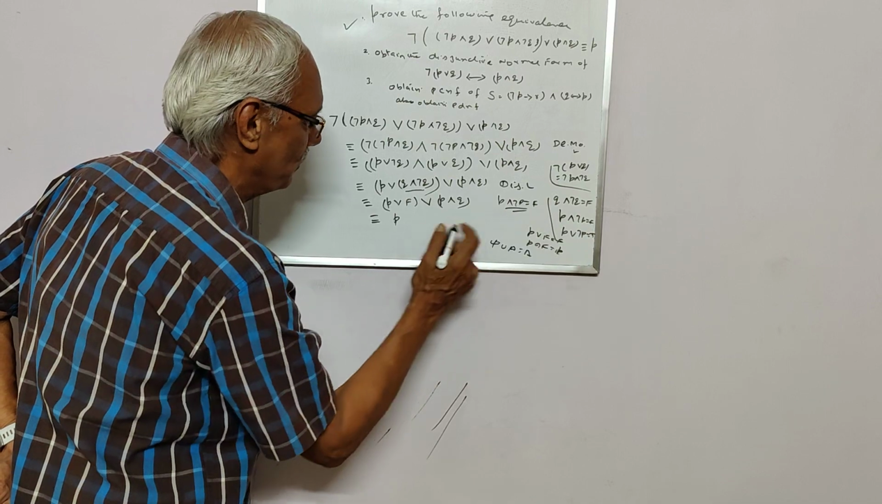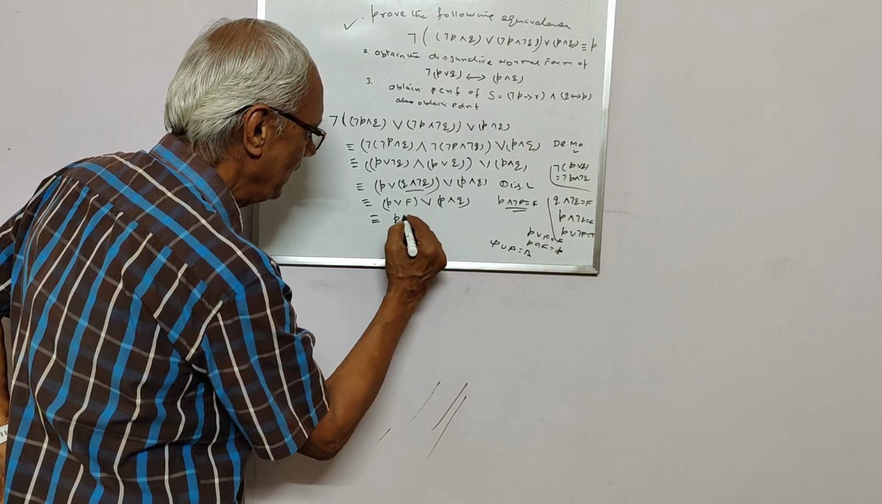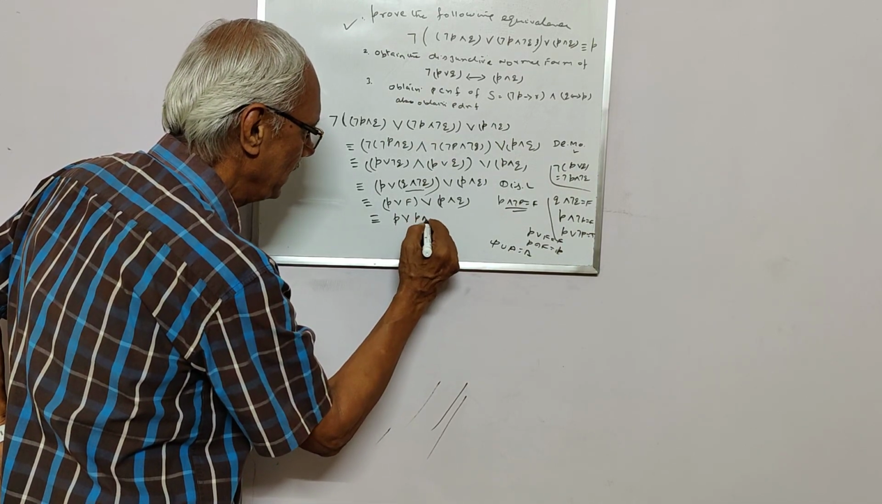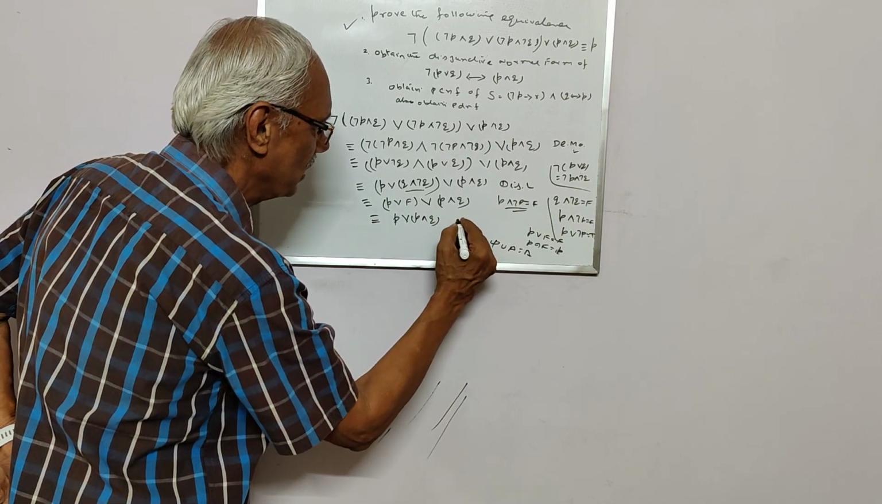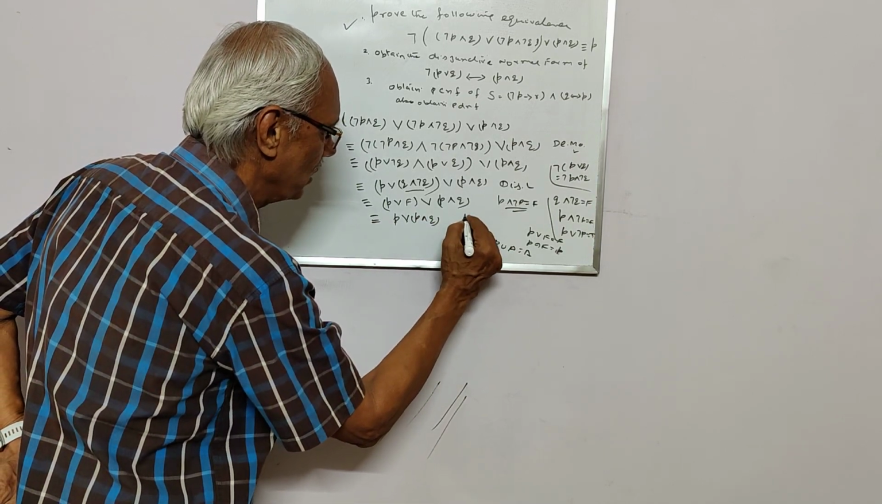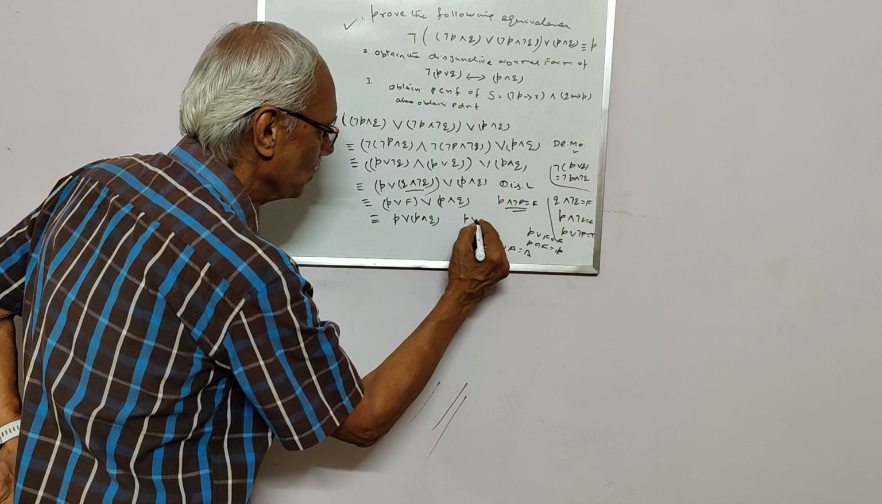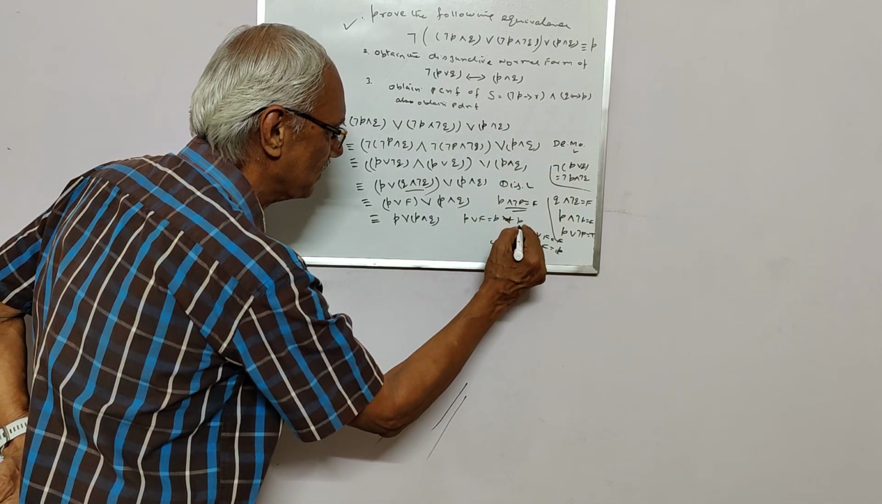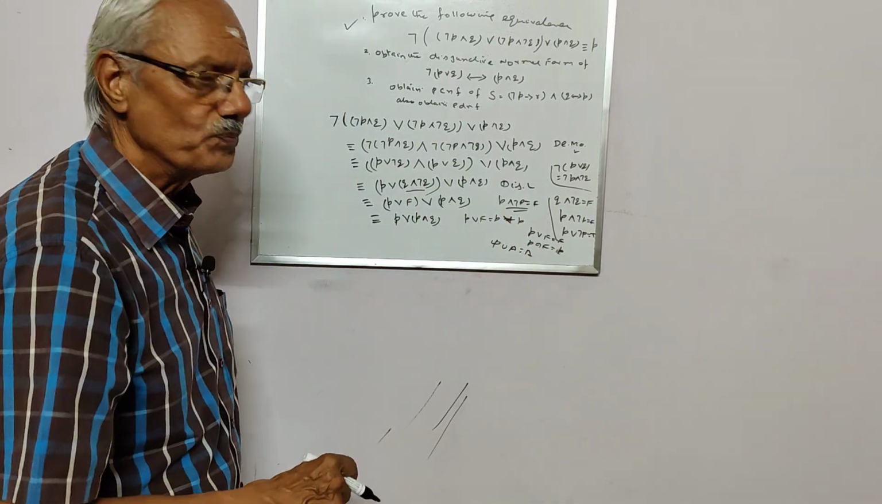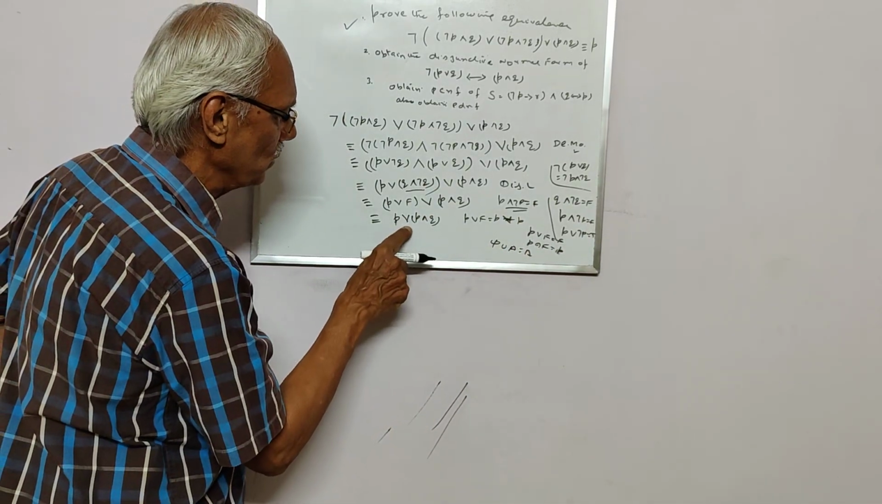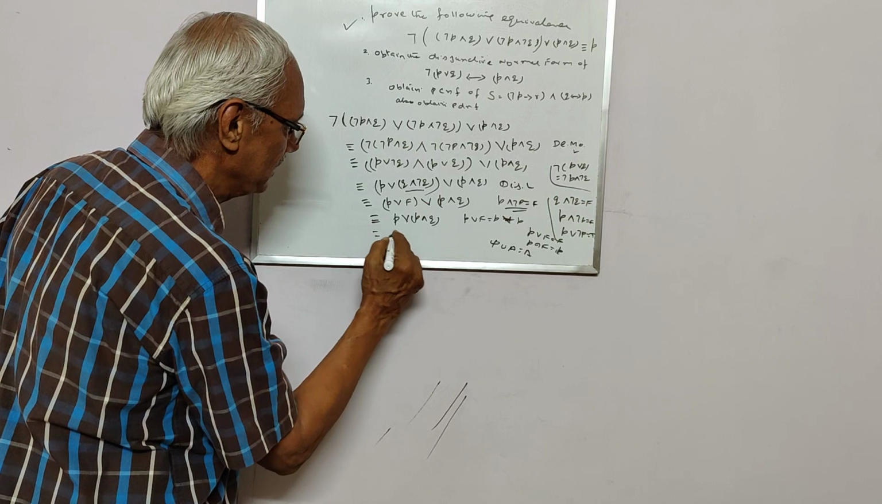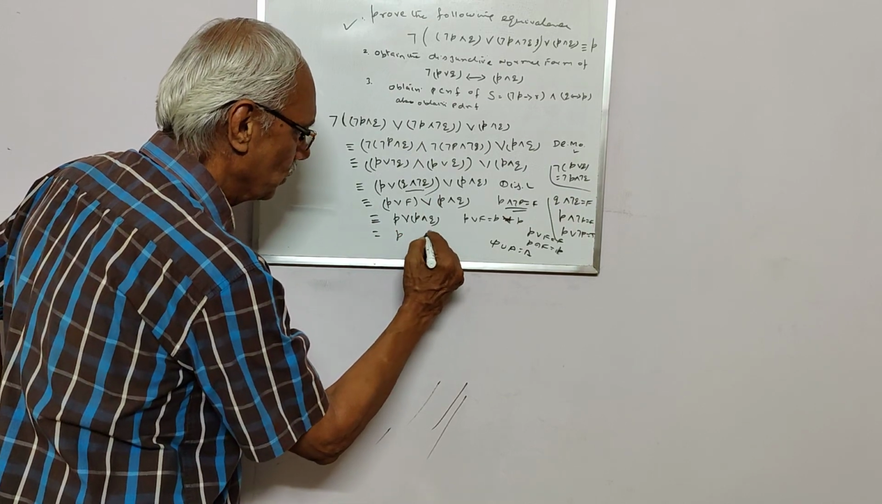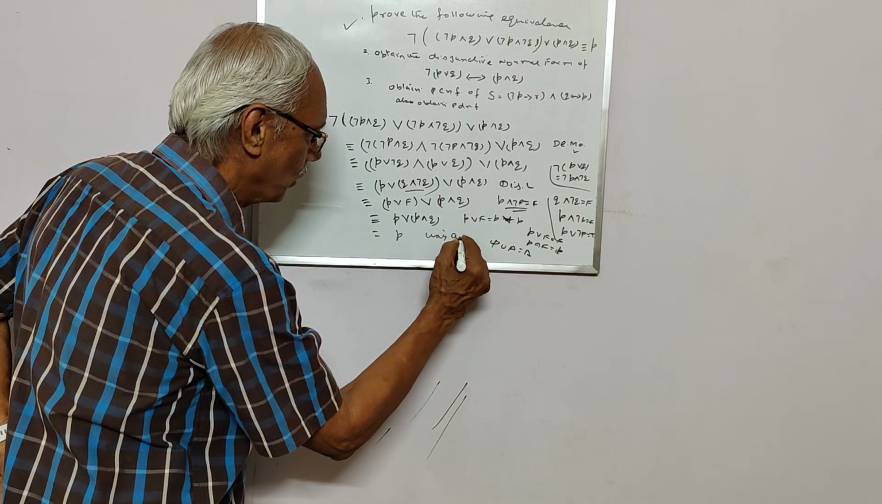Here I have used a law. What is the law that I have used here? I'll write it here: P union P intersection Q. I have used the law that P union F is equal to P for all P. This is true for all P. So you have got P union P intersection Q, and this is equal to P using the absorption law.